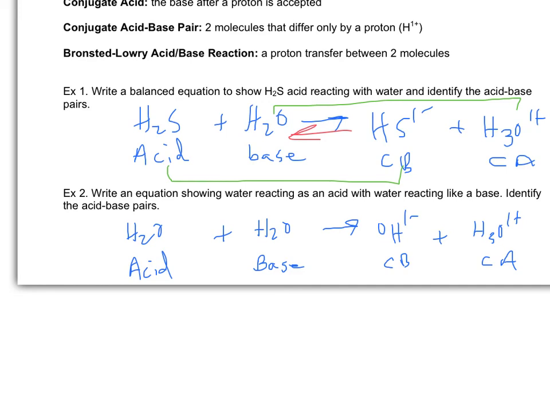My first conjugate acid-base pair is between the acid and the conjugate base, and my second one is between the base and the conjugate acid.